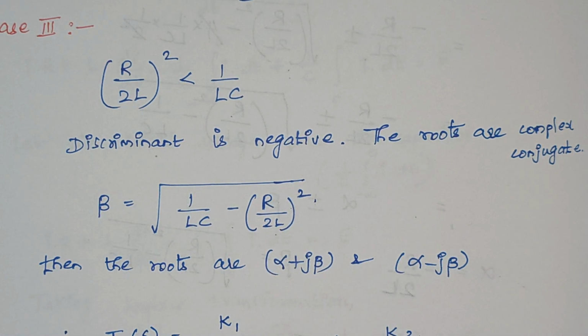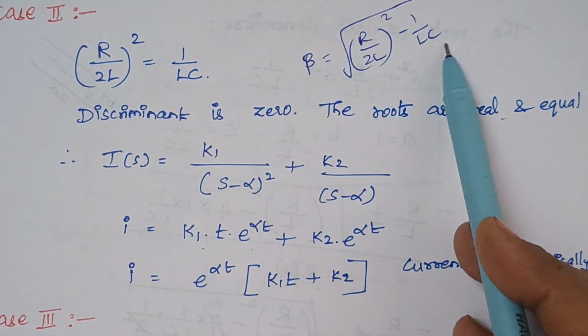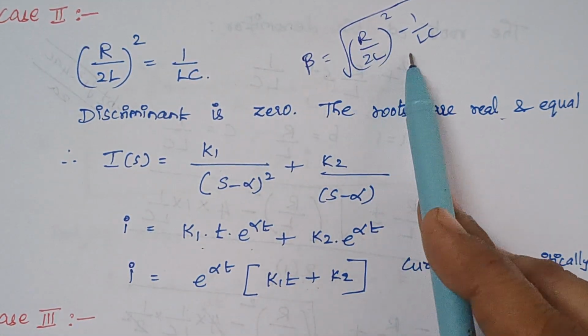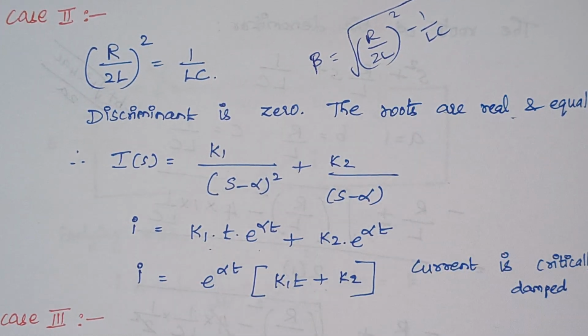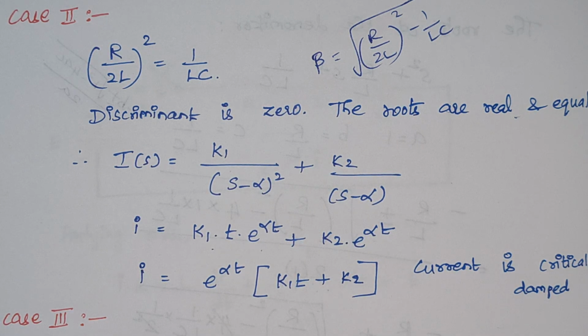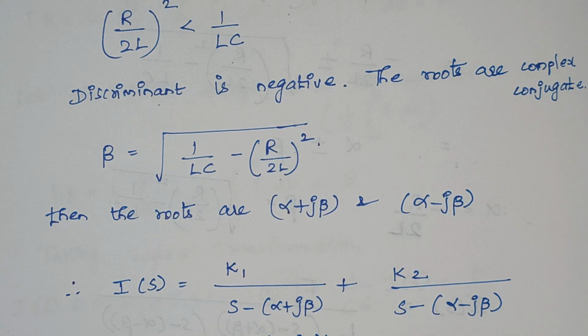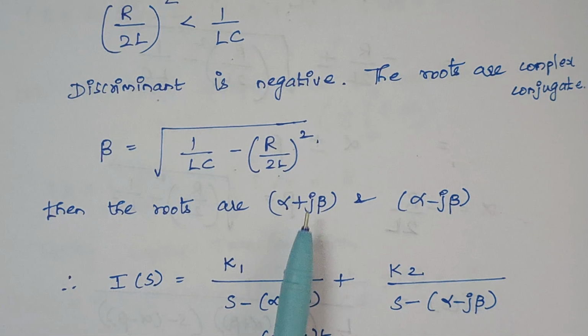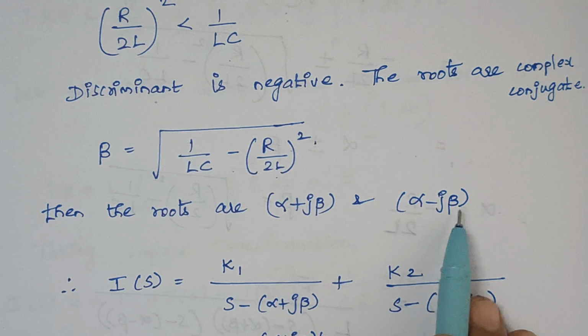So here in this case the value of discriminant, or else you can just consider the basic expression here. You see this is your basic expression. So when this value is less than this value, what happens? The beta will become negative. That is, square root of negative gives rise to complex terms inside. So here we are having complex conjugate. Therefore here the roots are given as alpha plus j beta and alpha minus j beta.